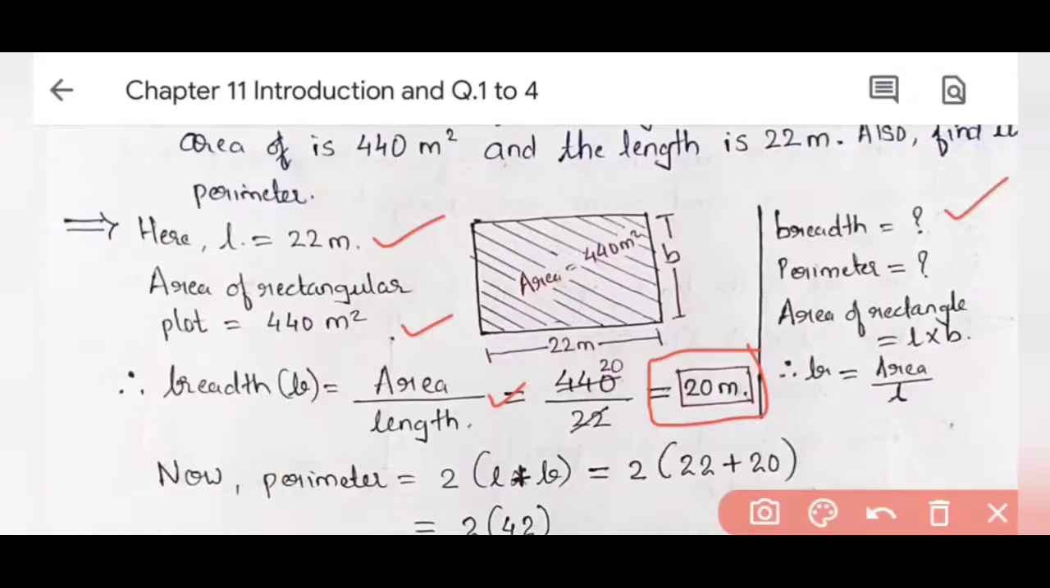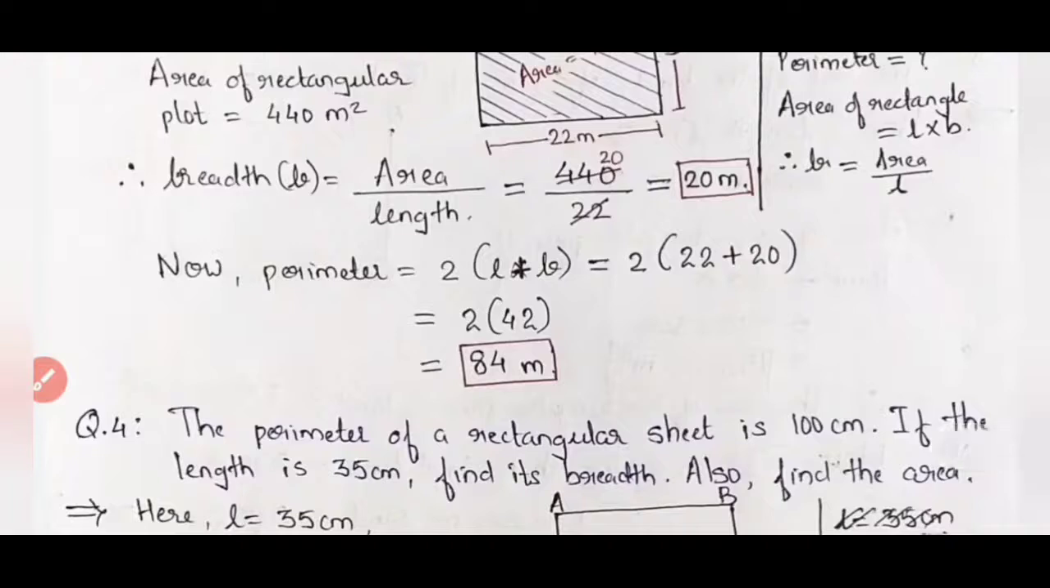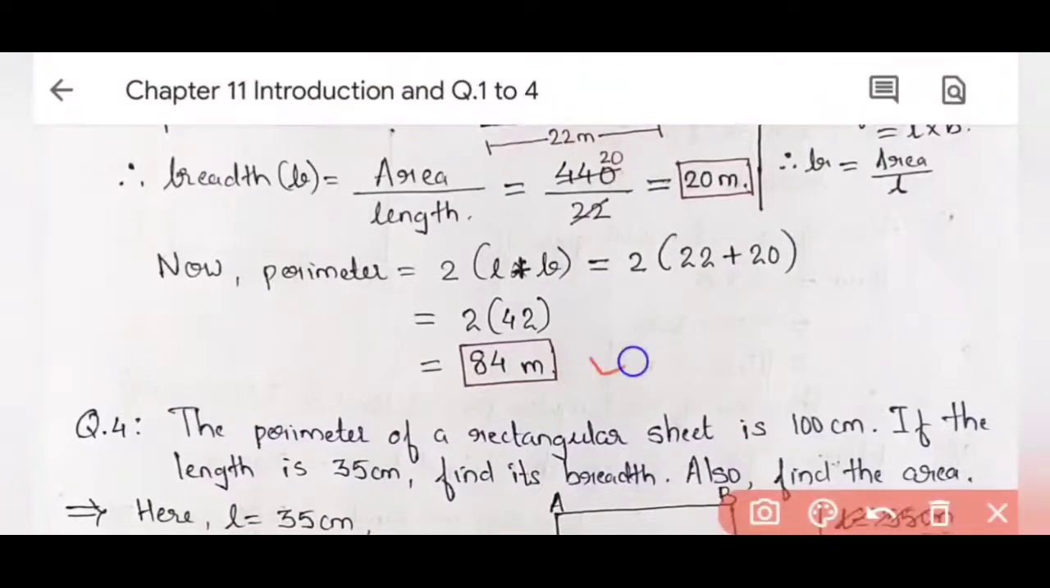Now placing it in the formula of perimeter. Perimeter is equal to 2 times (length plus breadth), in the bracket length plus breadth. Length is 22, breadth is 20. Adding them, we will get 42. Now 42 into 2 will give me 84 meter. So finally we have found out the breadth and perimeter. We will write the breadth of the rectangular plot is 20 meter and perimeter is 84 meter.